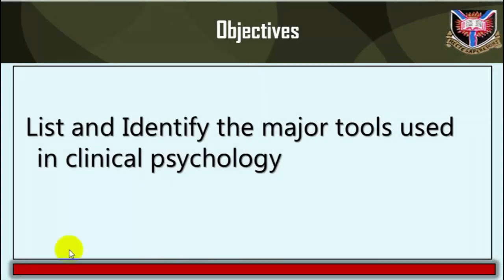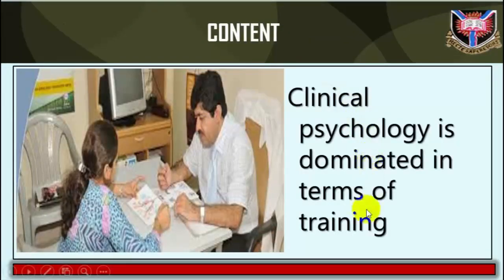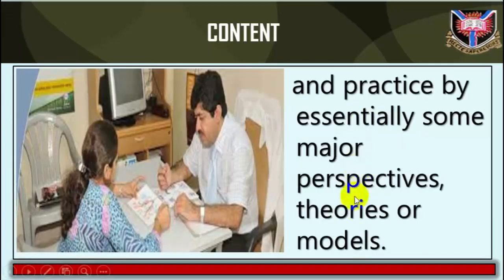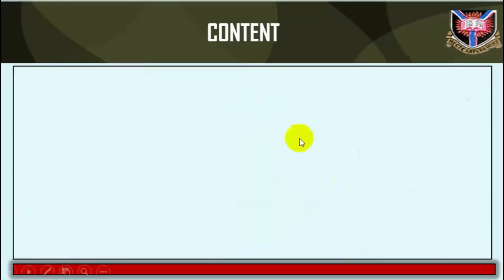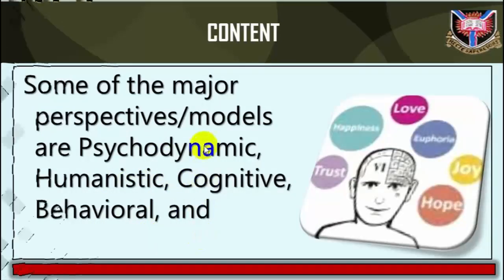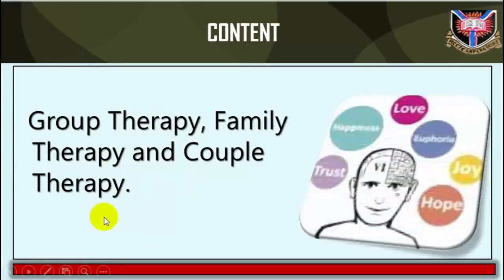Content. Clinical psychology is dominated in terms of training and practice by essentially some major perspectives, theories, or models. Some of the major perspectives or models are psychodynamic, humanistic, cognitive, behavioral, and group therapy, family therapy, and couple therapy.